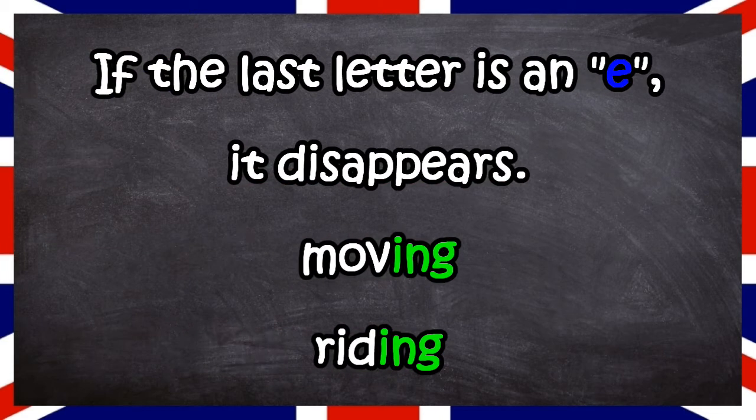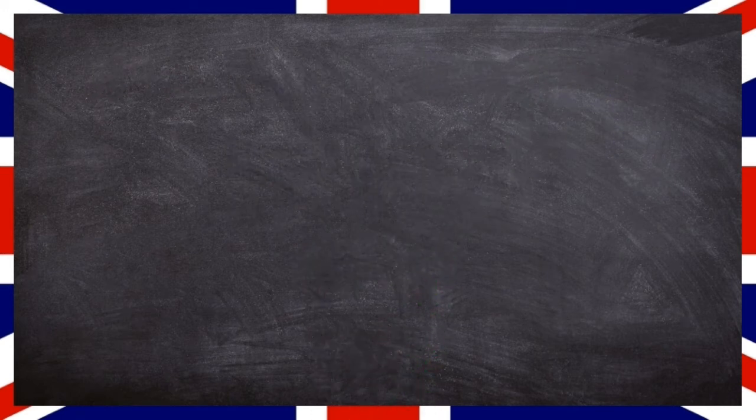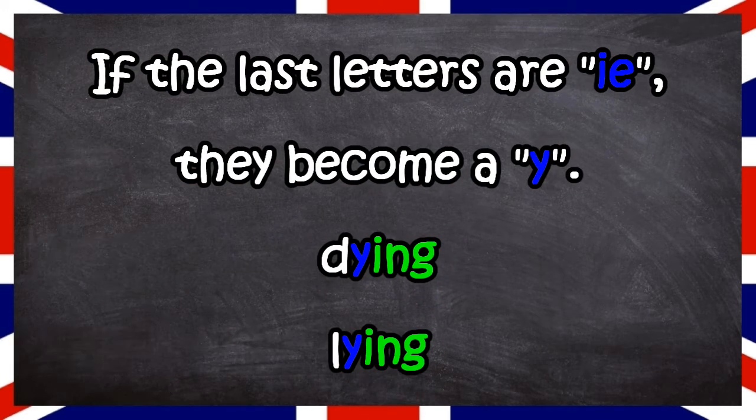If the last letter is an E, it disappears, moving, riding. If the last letters are IE, they become a Y, dying, lying.